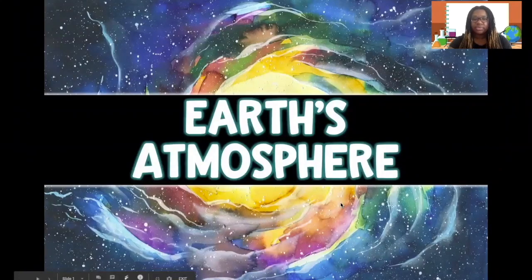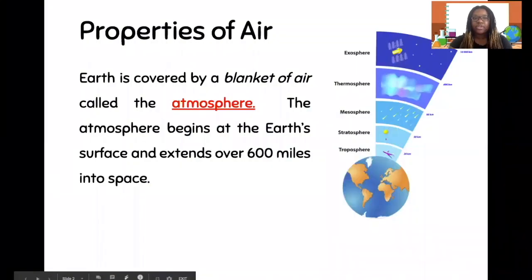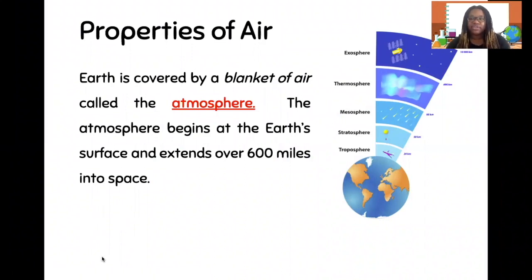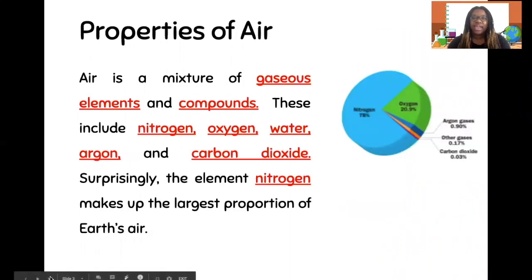All right, Earth's atmosphere. Earth is covered by a blanket of air called the atmosphere. The Earth's atmosphere begins at the Earth's surface, so when you stand on the ground, and extends over 600 miles into space. Air is a mixture of gaseous elements and compounds. That just means it's in the form of gas.